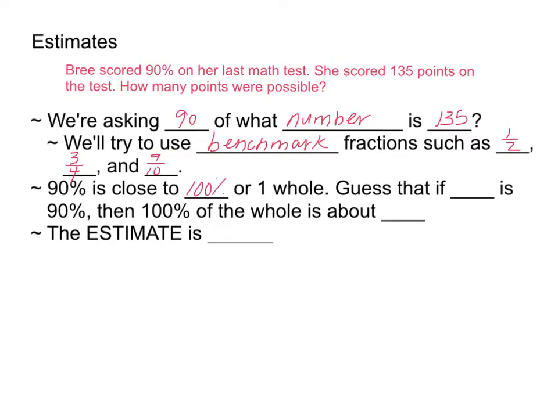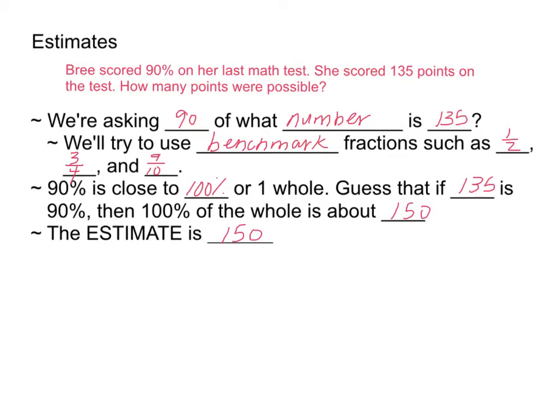So I'm going to guess that if 135 is 90%, now keep in mind 90% out of 100 would be 90 out of 100. You would only have 10 more to go until you reached 100. So I'm thinking, since this 135 is 90%, and it's more than 100, I'm going to have to go more than 10 to reach 100%. So I'm going to guess I'll have to go about 15. So I think 100% of the whole is about 150, and that will be my estimate.